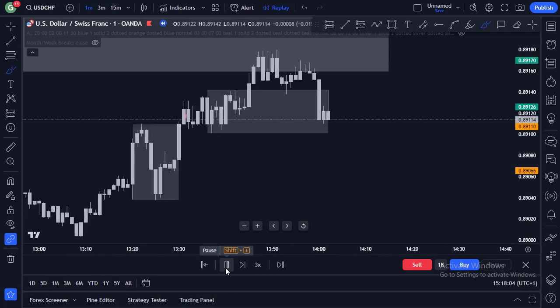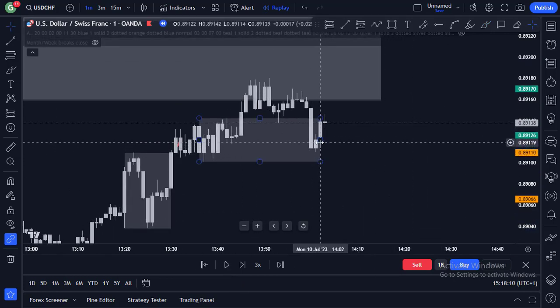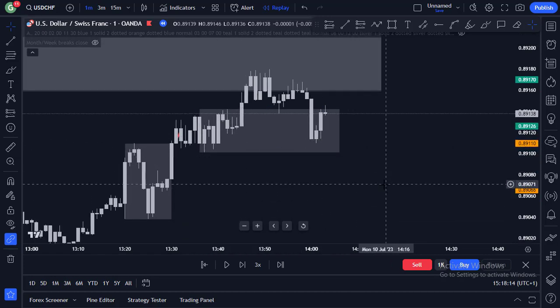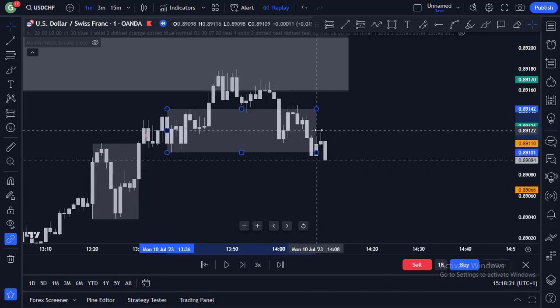Play price, you can see price reacted on this. You can see the price is reacting on this zone. All right, beautifully, price is reacting on this zone. Let's see what happens. Play price again. Price will break down. So this is a very good setup for us.